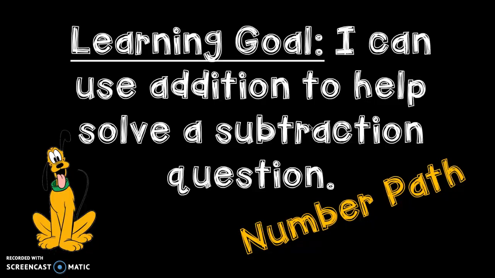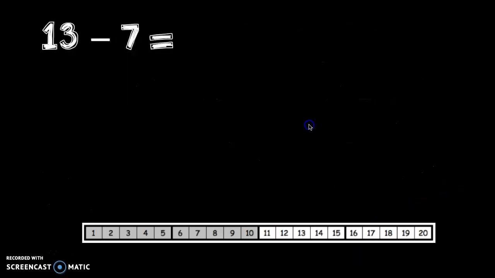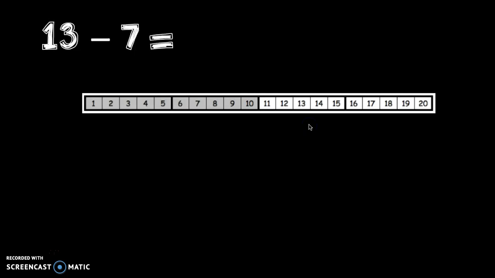Here we go. If I have 13 minus 7, I'm going to try to add up on my number path just like my goal recommends that I do. So here we go. We're going to start by circling the number that we're subtracting. So friend, what number should I circle on my number path? Yep, that's right, 7. And now I'm going to jump to a 10.